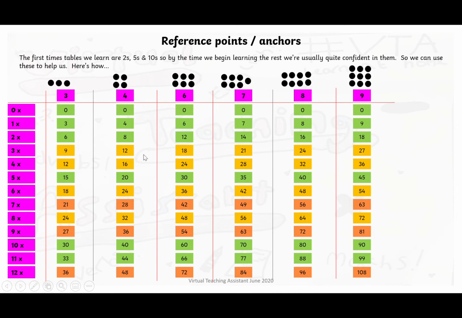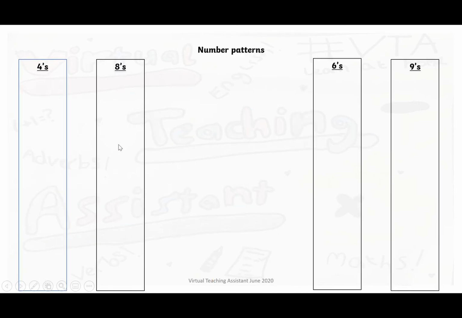Okay, next, we're going to move on to number patterns. So the 4s, the 8s, and the 6s have the same pattern, the same numbers, just in different patterns for their 1s. Let me show you what I mean. So 0, 4, 8, 2, 6. Okay, this is my 4 times table. Now, keep an eye on my 1s column here, 0, 4, 8, 2, 6.